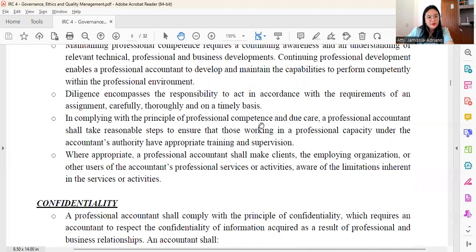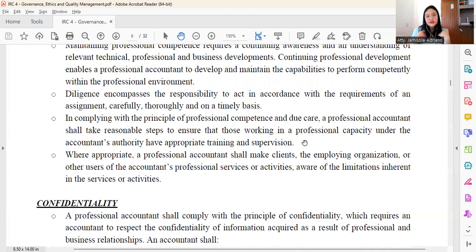In complying with the principle of professional competence and due care, a professional accountant shall take reasonable steps to ensure that those working in a professional capacity under the accountant's authority have appropriate training and supervision. So, what does this mean? This means that this fundamental principle not only applies to you personally, but you also have to make sure that if you are handling a team, the members of your team should have appropriate training and supervision because the quality of their work will ultimately affect the quality of the output of the entire team.